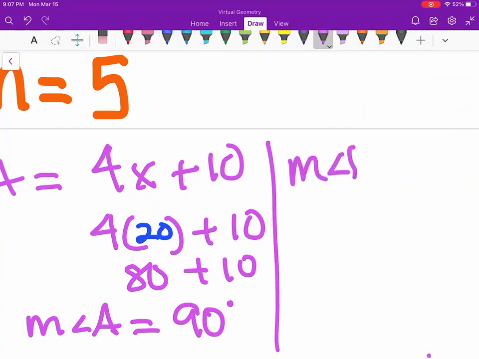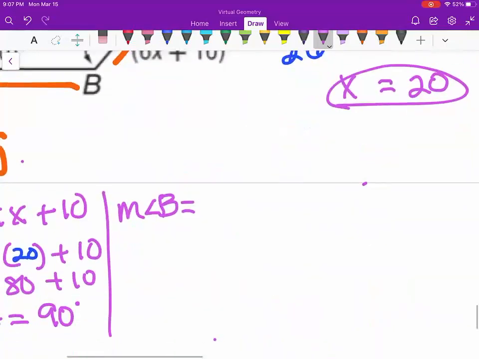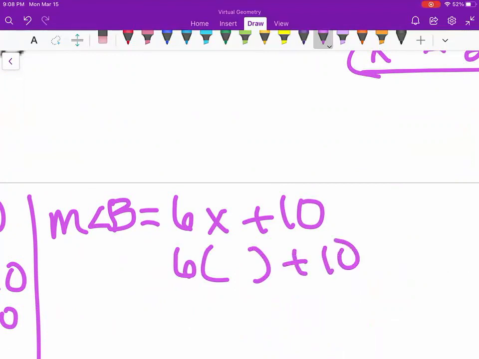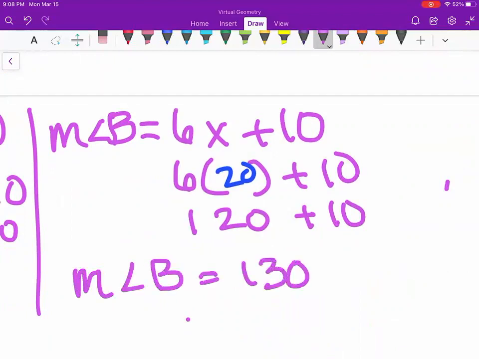So the measure of angle B, let's go back up and make sure we have its equation, 6x plus 10. So 6 times our 20, and then we'll add 10 to that. So 120 plus 10 means that the measure of angle B, 130 degrees. Let's do C now.